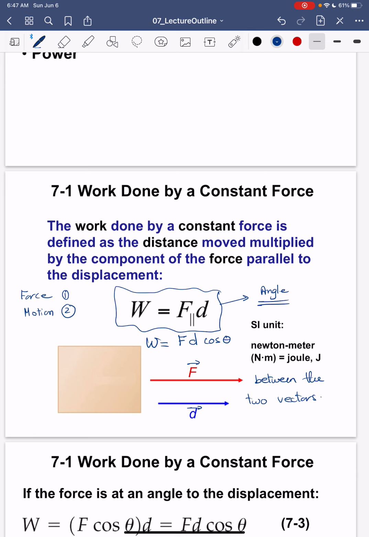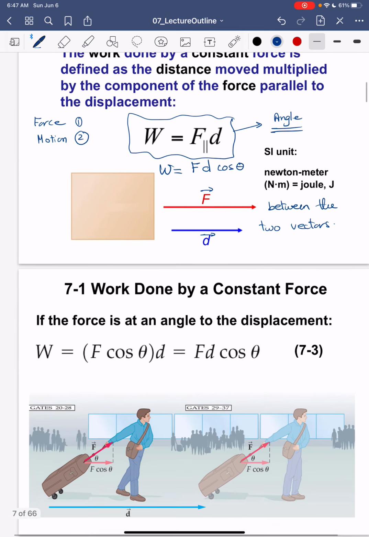So I need always to draw the force vector and the displacement vector and find what is the angle between these two vectors. Based also on this formula, work is force times displacement, we find that the unit used here is newtons times meters, which is joules. And of course, it is abbreviated as a capital J. Of course, appreciation for Mr. Joule.